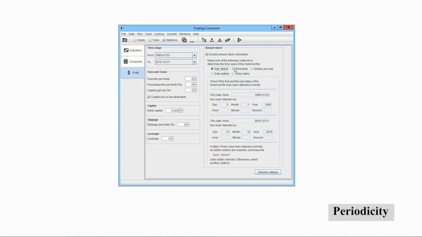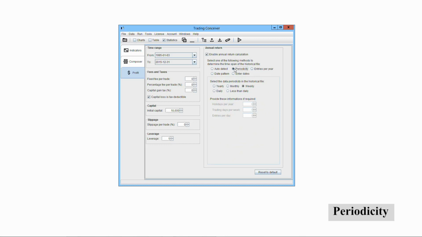With the Periodicity option, you can enter the periodicity of the data in the historical file. For instance, if the historical file contains daily data, select Daily. The radio button Less than daily means there is more than one entry per day, like hourly, 5 minutes, or else. The spinners are enabled only for some radio button selections.